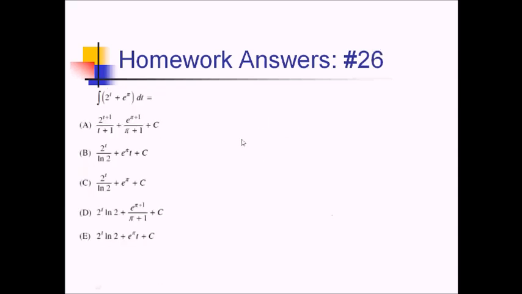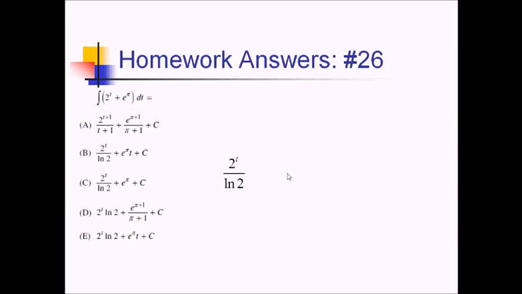For 26, we need the antiderivative of this expression. We're going to go term by term here. So this first one's a little bit tricky. We need the antiderivative of 2 to the t. So I know if I took the derivative of 2 to the t, I would get a 2 to the t times an ln of 2. So to go backwards, I need 2 to the t divided by ln of 2. That way, if I took the derivative of all this, I would be multiplying by an ln of 2 and canceling those out.